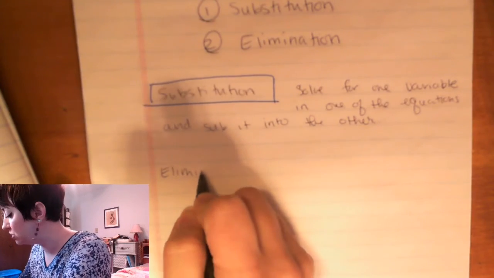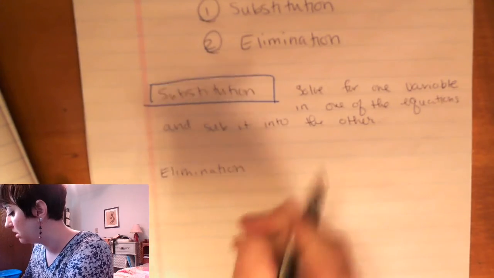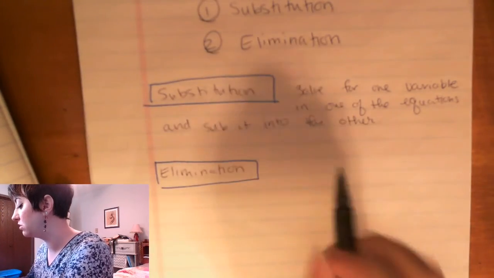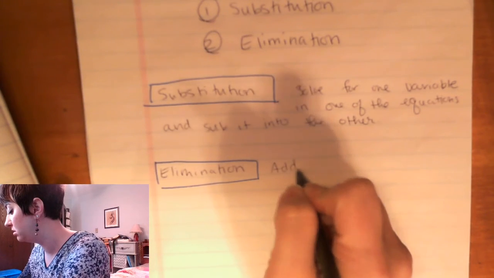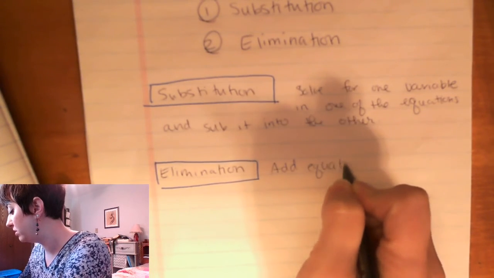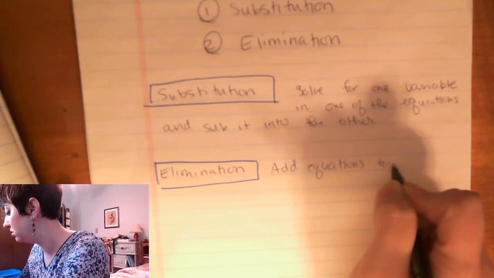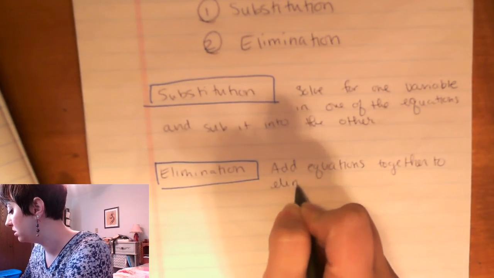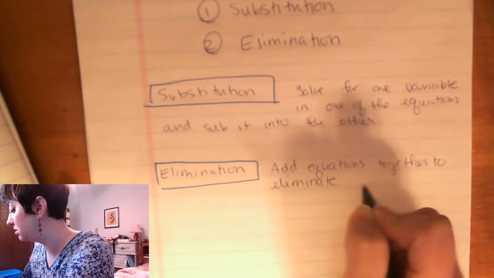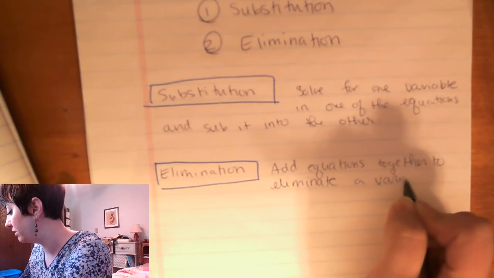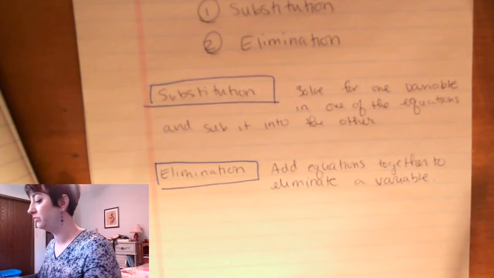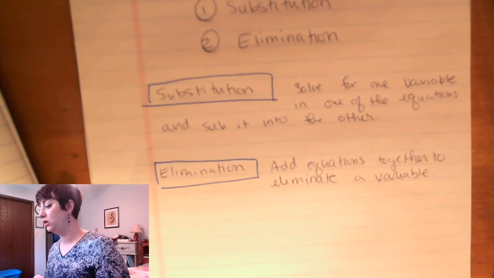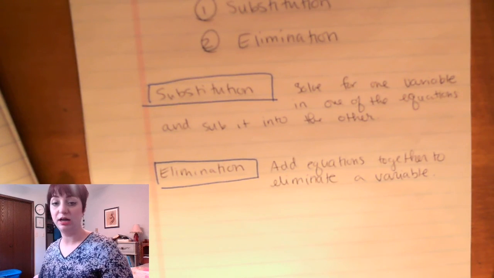The other one is elimination. And a quick summary of it is we're going to add equations together to eliminate a variable. Okay, so in the next video we'll start doing actual examples.